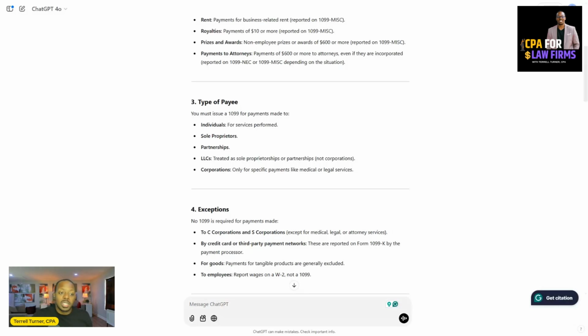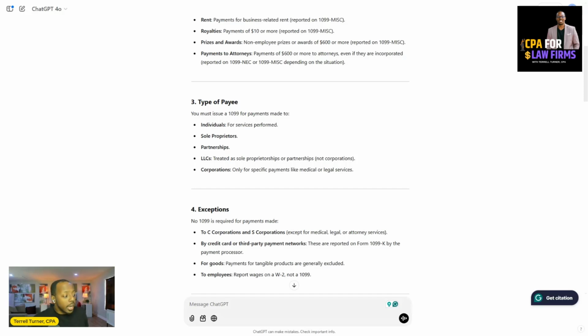So let's say, for example, if you use PayPal or Stripe to make a payment, or if you're a law firm and you've used some other third-party merchant processor or credit card company to make this payment to those third parties, then what will happen is that company, like PayPal or Stripe, will be responsible for filing the 1099 and not you.